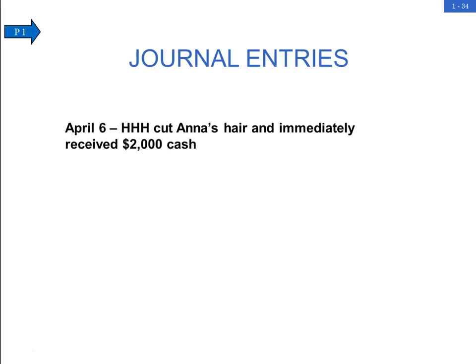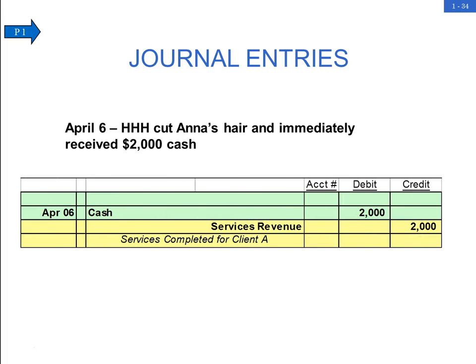Why are we getting that $2,000 cash? Do we owe Anna $2,000 worth of services, or have we already provided it? Yeah, here we've already provided the services, right? We already cut Anna's hair, so we've earned that $2,000, and when we earn something, it is revenue. To show an increase in revenue, we, of course, credit it.